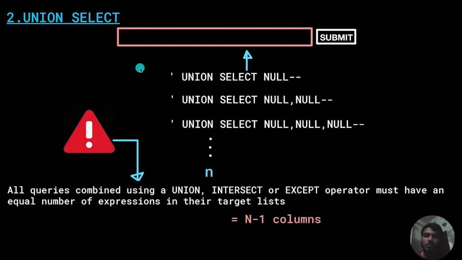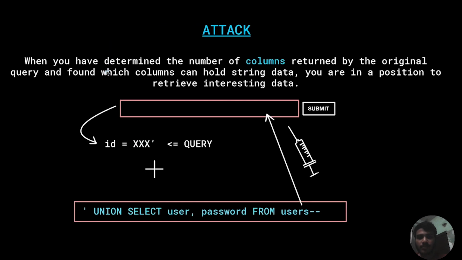Therefore, suppose the number of columns is 3. Then the number of expressions should also be 3. So when you run this payload, quote union select null, null, null, separated by commas, and then comment out the rest of the query, this will result in the execution of the SQL query. This is because the number of columns was 3 and the number of expressions is also 3. In this way you can also find the number of columns using the union select method.